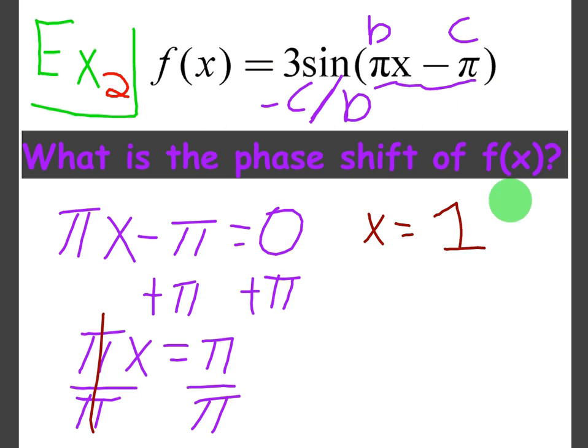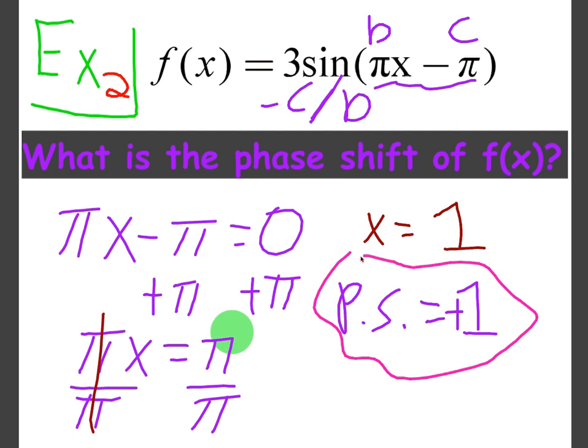So therefore, my phase shift, and again, I just like to write p.s., is going to be equal to 1. And we'll put plus 1, meaning that it's going to be moving 1 to the right from its initial position. So let's go ahead and take a look at the graph and verify that our function here, 3 sine of pi x minus pi, has shifted 1 unit to the right of its initial value at 0.